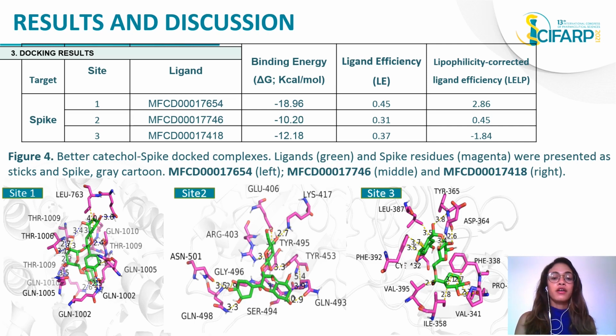In site 2, in the RBD, the ligands interacted with amino acids that are involved in the spike-human receptor interaction, such as glutamine 493, tyrosine 495, and lysine 417. The same did not happen on site 3.